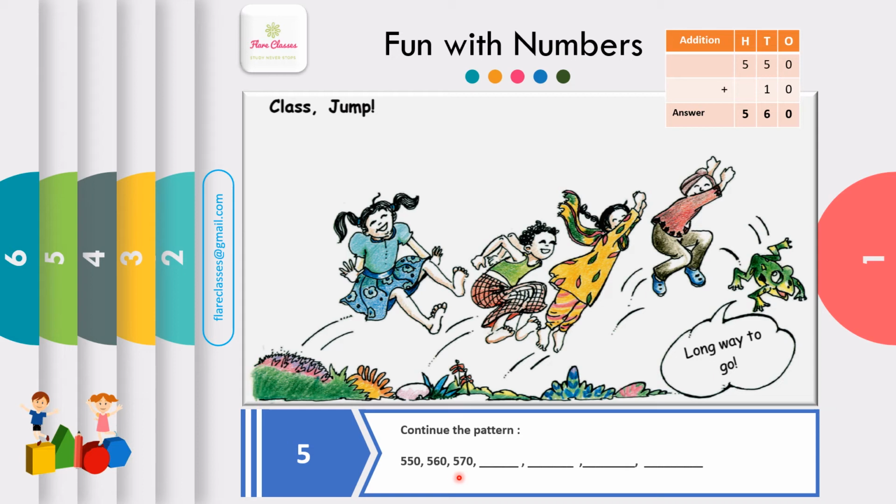If we add 10 in 570, new number will be 580. If we add 10 in 580, new number will be 590. If we add 10 in 590, new number will be 600. After addition of 10 in 600, new number will be 610.